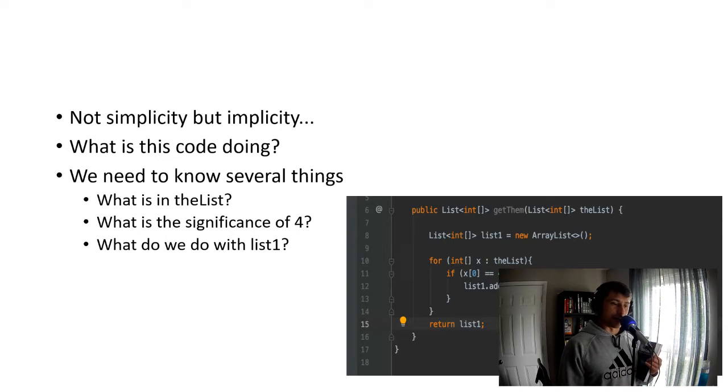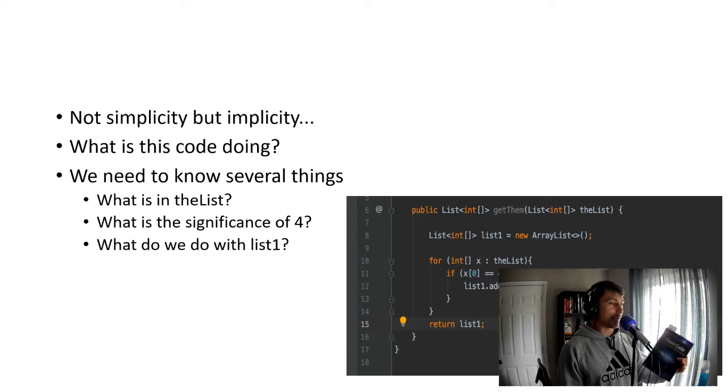But why is it doing that? And sure, this is simple code. Syntactically, it's correct, but we have to be a little more explicit in what it's actually doing. What is in the list? What's the significance of 4? What do we do with list 1?